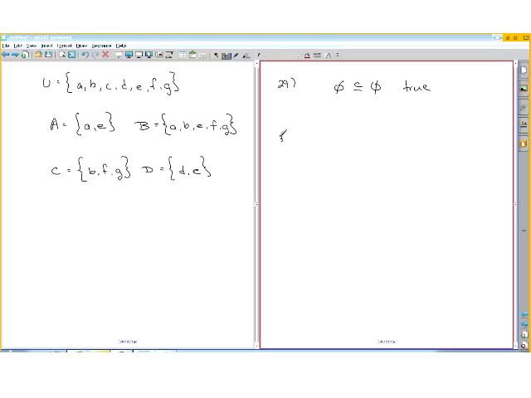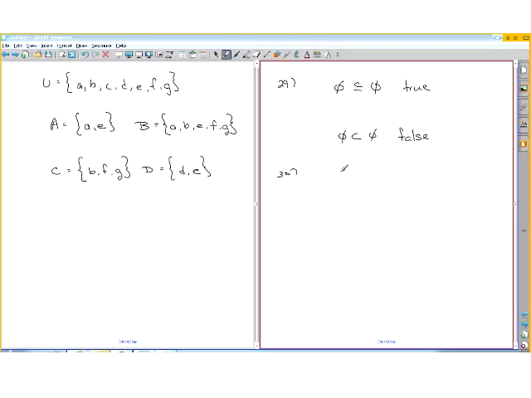Now the question is, is the null set a proper subset of the null set? I don't see it in here, so this is false because these are equal to each other.